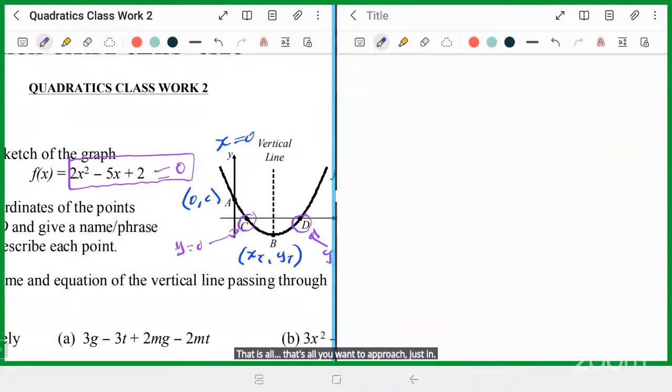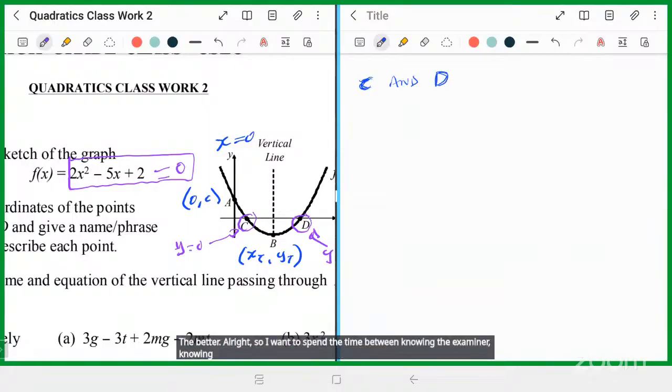So just know that if you want to find the roots, you solve the equation. Alright? So that's a level that we want to get to. The more things you know, the better. Alright, so we want to spend the time between now and the exam knowing as much as we can.